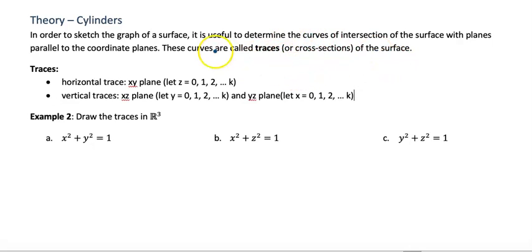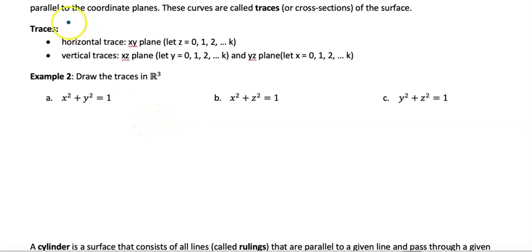All right. And so this is our method for drawing these 3-dimensional figures because we want to draw the traces in R cubed. And what this really means is that we are going to use the traces of each of these graphs to just sketch these figures in 3-dimensional space.